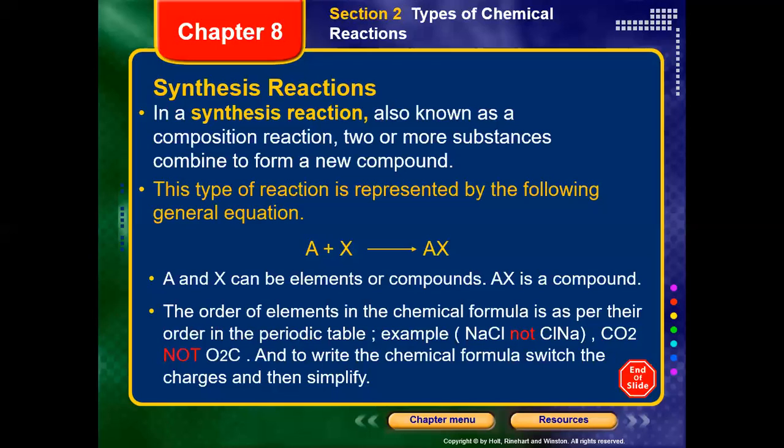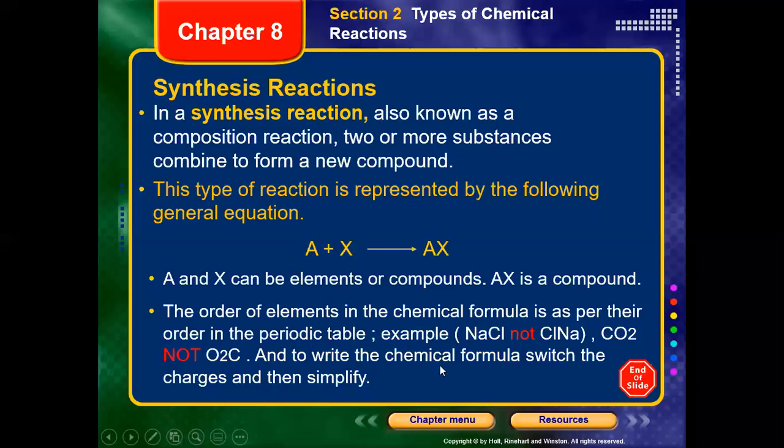AX is a compound. Now I'll talk about how to write the chemical formula for the compound. The order of elements in the chemical formula is as per their order in the periodic table. What do I mean? For example, if there is a reaction between sodium and chlorine, you know that sodium comes before chlorine if you go from left to right in the periodic table. So you write NaCl, this is the order of elements, not ClNa. Also, carbon and oxygen, CO2, not O2C. This is the first point, how to write the order of elements.